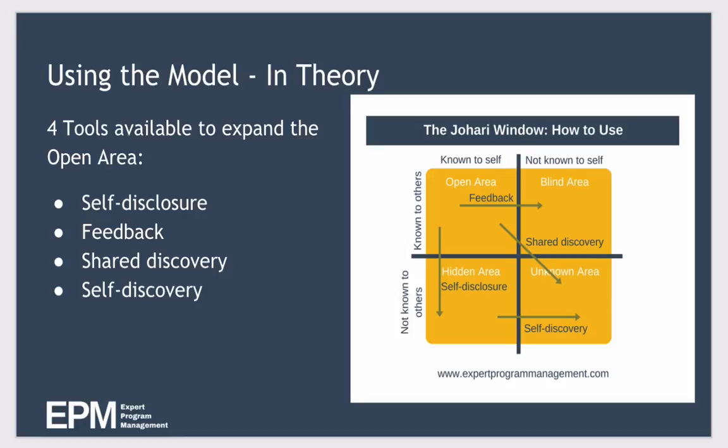Now, there are 4 tools we can use to help us use the model, and you can see in the diagram how that affects the open area. And the tools are self-disclosure, feedback, shared discovery, and self-discovery. And let's jump in and look at each of those in a little bit more detail.